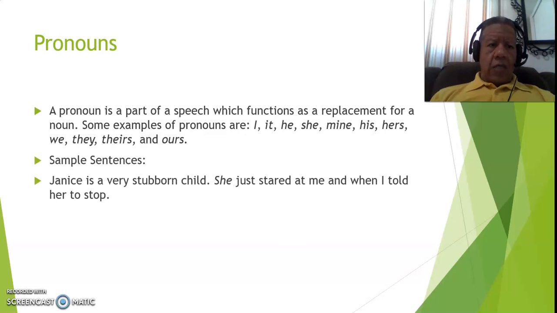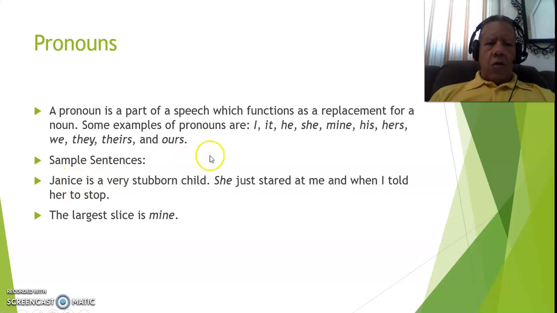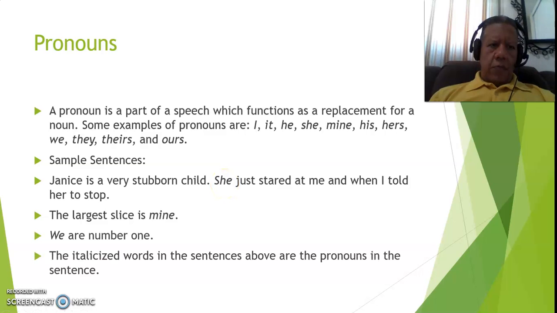We got here some examples. Janice is a very stubborn child. She just stared at me, and when I told her stop. As you can see, you use here she in place of Janice. Aquí para sustituir el sustantivo propio Janice, usamos el pronombre personal she. Let's continue.